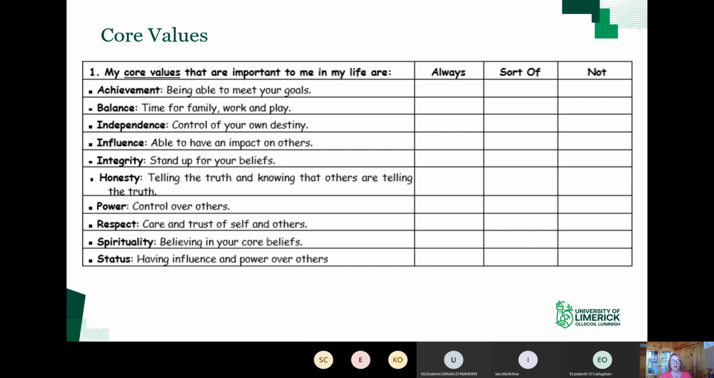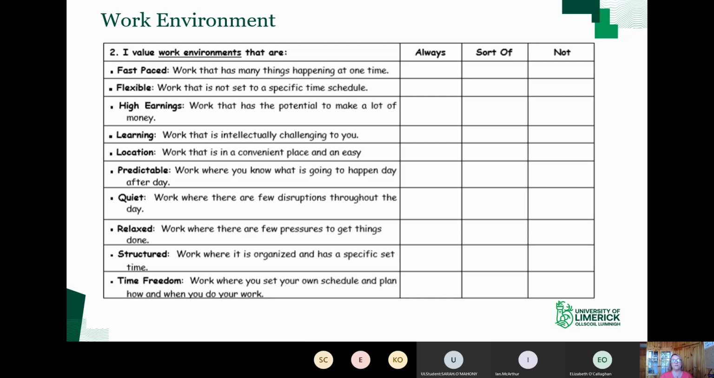So these are our core or our intrinsic values. So they're important to me internally, that I bring into the workplace. And then the next three are going to be related to the workplace. So the first up is the work environment. So in terms of what's important for you and what you value in work environments, just give you another minute to look through these and tick or make a note of those that are always important to you.